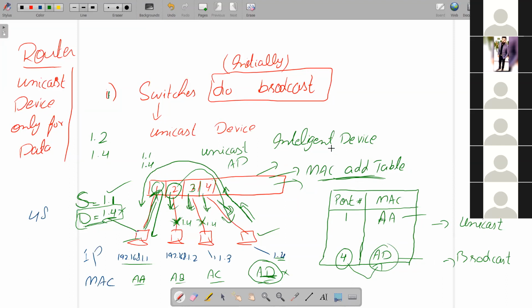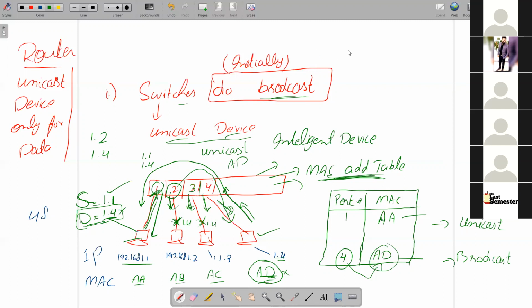You got my point? So you need to understand when switches do broadcast and when switches do unicast. Switches only do the broadcast when the entry does not exist in the MAC address table. And when the destination entry exists in the MAC address table, they simply do unicast. Is that clear to everyone? Yes, sir.